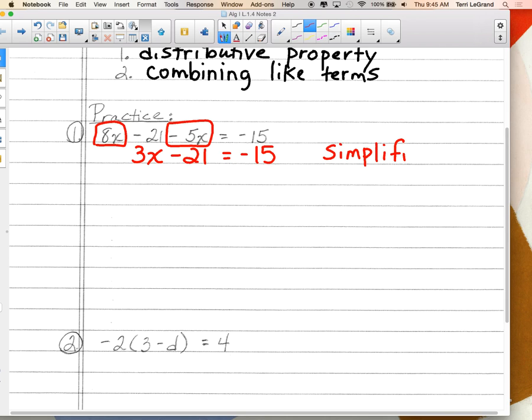Okay, I want you to put that on that line. This is now simplified. We have not started solving yet. We're getting it ready to solve. So now we're ready to solve.